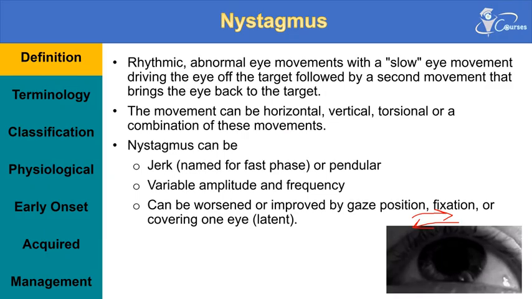Or pendular means that the two phases are of the same speed, both are slow. It has a variable amplitude and frequency, and we will discuss this later. And it can be worsened or improved by gaze position or by covering one eye, which is the latent nystagmus. So this is the overview of nystagmus. Let's discuss the terminology. So I'm going to tell you this nystagmus is jerky or pendular, has high frequency or has low amplitude. You will understand what I mean.